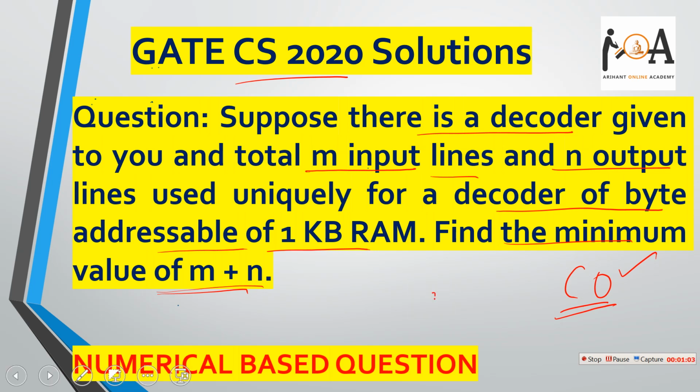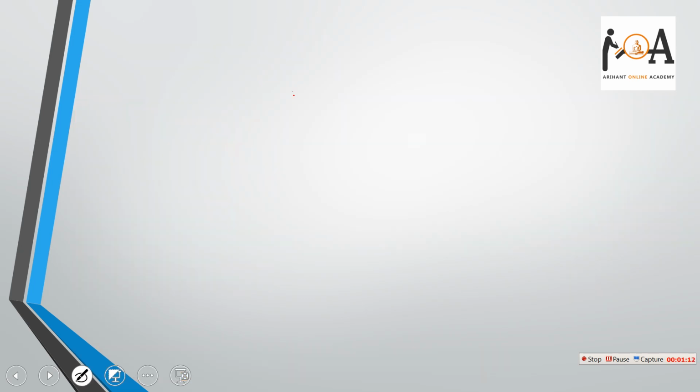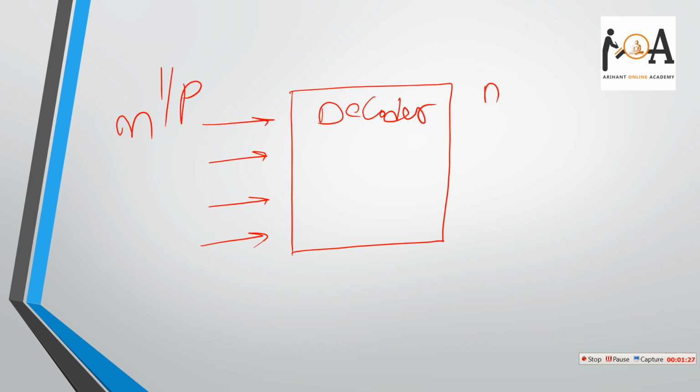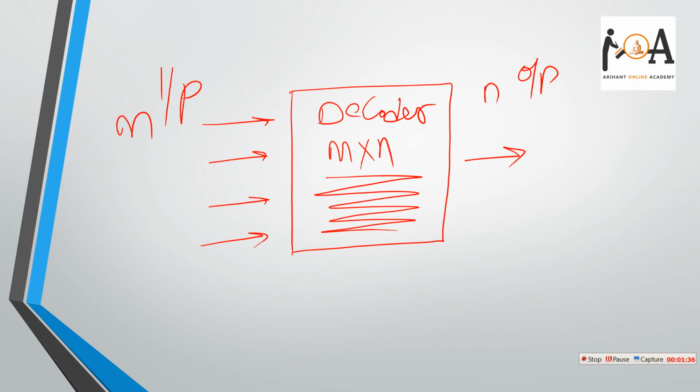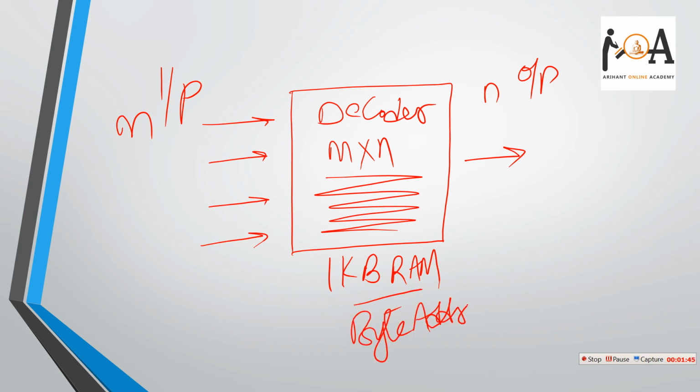So guys, this question is very easy, and if you just analyze the question, you can easily solve it. Suppose this is a decoder, and we are given that M input lines are there and total N output lines are there. So the decoder is of M by N. Now this is the memory. Memory size is a 1 KB RAM, and it is byte addressable.